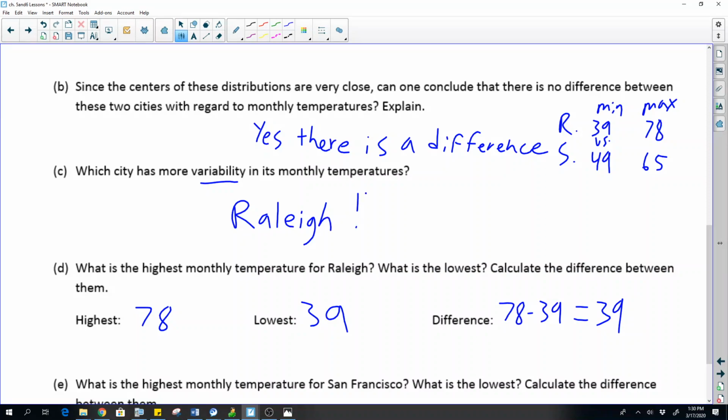So Raleigh has more variability in it because the greatest maximum minus the minimum, the greatest range, has more variability. It spreads out more.